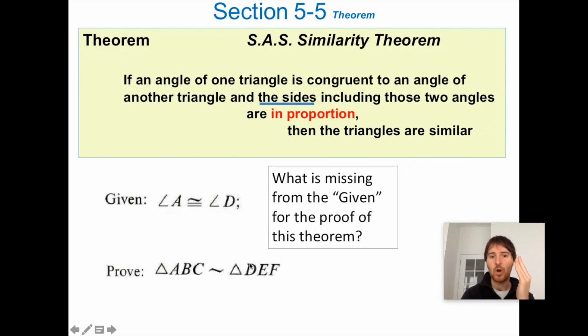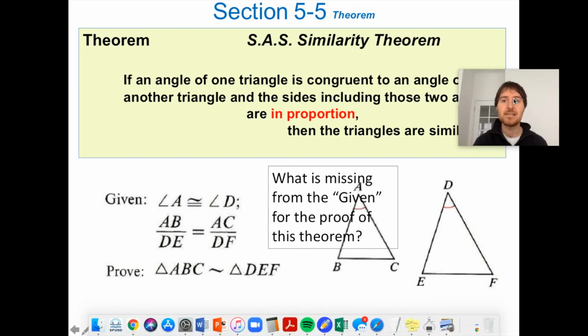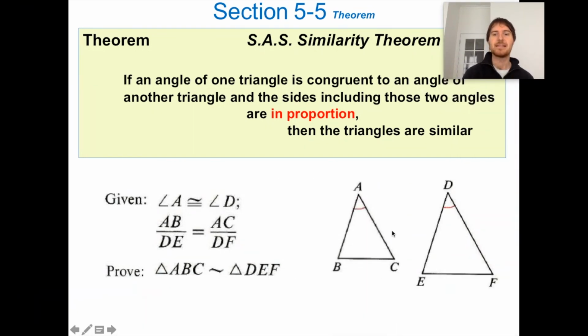So AB would go to what? DE. AC would go to DF, right? And so we're talking about D over there. Okay, so check it out here. I think that's what I said, right? This is the way we're going to prove this one here. We have two congruent angles, one angle congruent to another angle, and what's going to be given to us is that AB to DE, this side to that side, is going to be in a common ratio with AC and DF, okay?